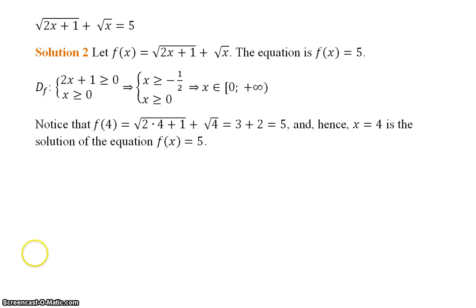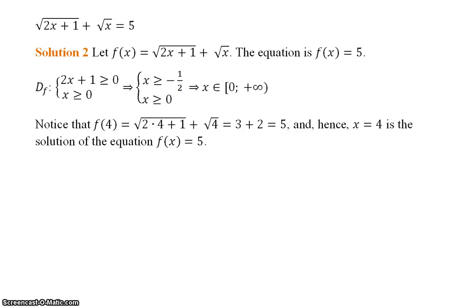Solution 2. We introduce a new function, f of x equals square root of 2x plus 1 plus square root of x. And we can rewrite the given equation in the form f of x equals 5.